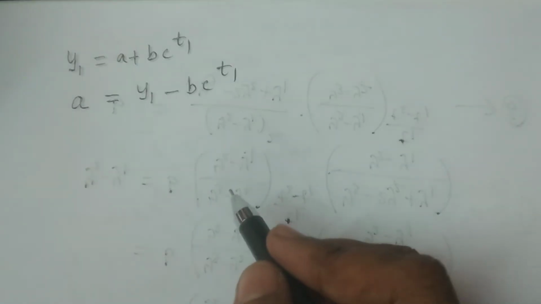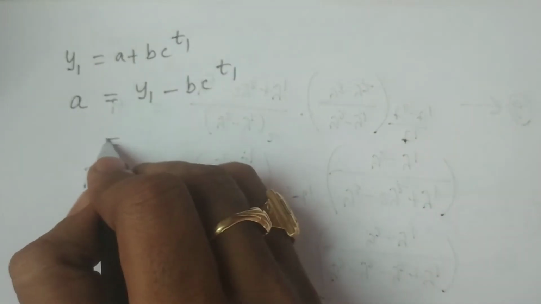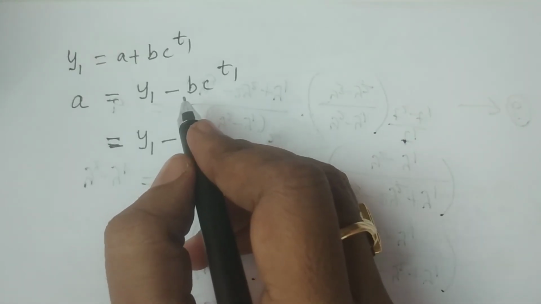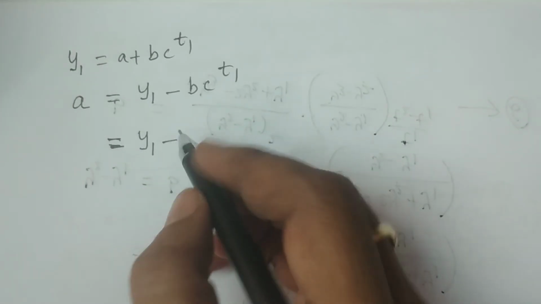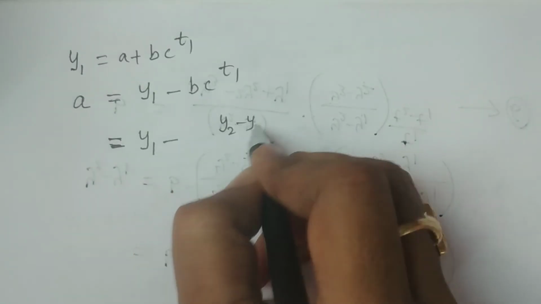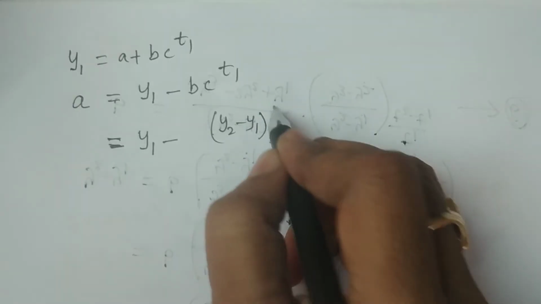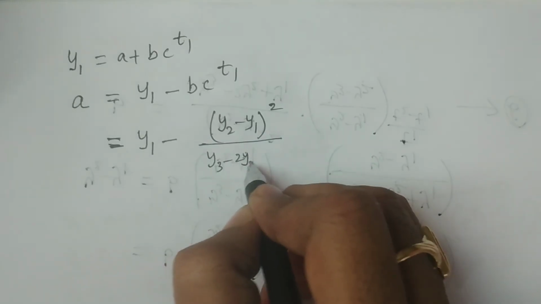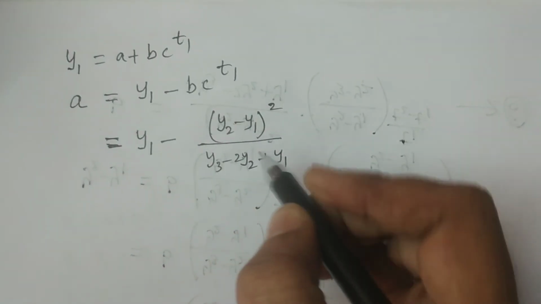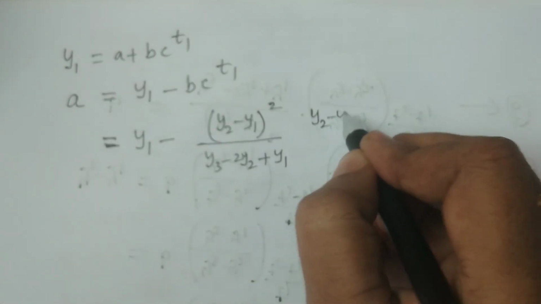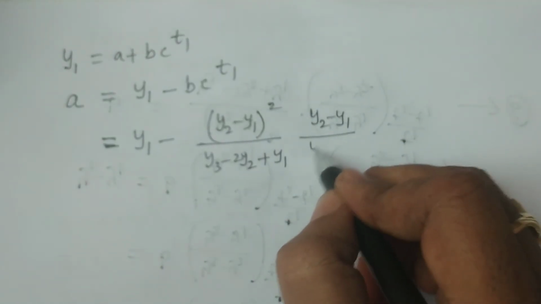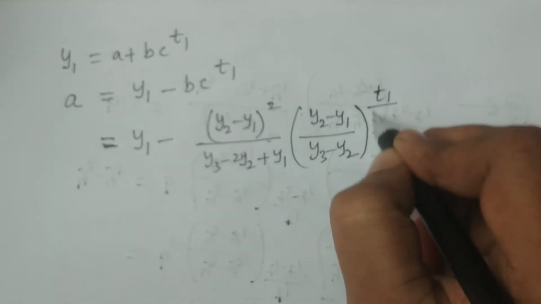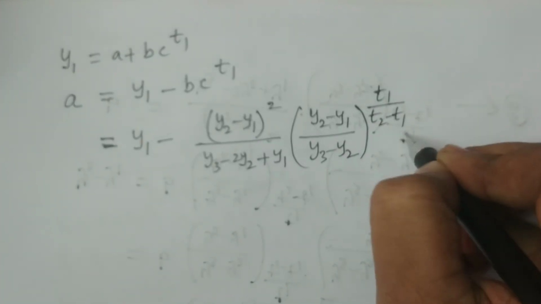Is it clear? Now the value of a is y1 minus b into, now the value of b I substitute here. What is the value of b? It is y2 minus y1 whole square divided by y3 minus 2y2 plus y1, into y2 minus y1 divided by y3 minus y2, whole power t1 by t2 minus t1. This is the value of b.